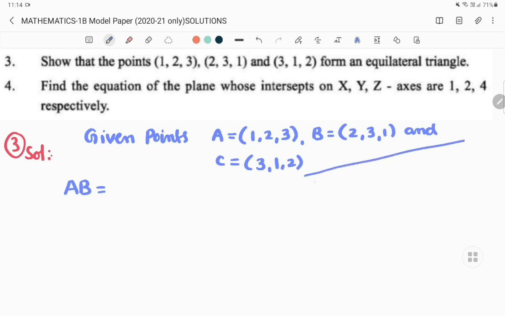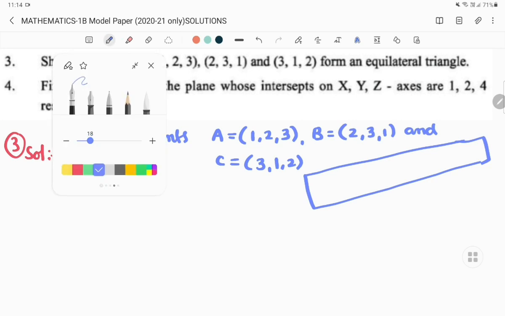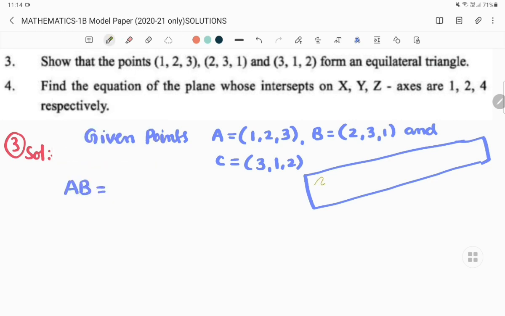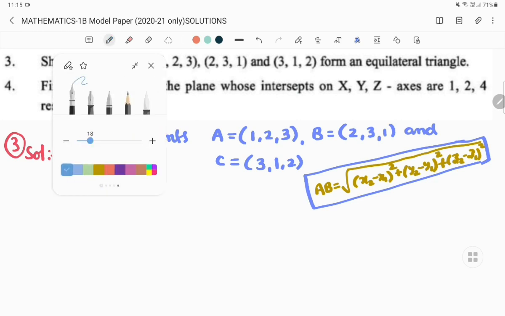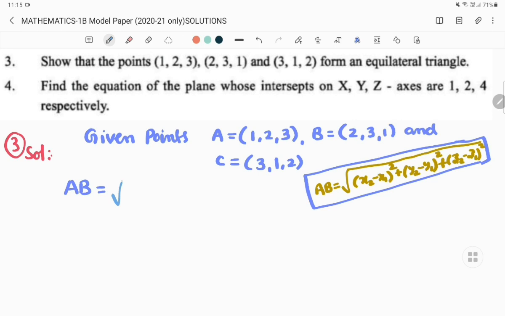Here I am writing the formula for the distance between 2 points. AB is equal to the distance between 2 points in 3-dimensional geometry: root of x2 minus x1 whole square plus y2 minus y1 whole square plus z2 minus z1 whole square. So, by using this formula, we will do this question. AB is equal to root over x2 minus x1. A point is x1 y1 z1, B point is x2 y2 z2. 2 minus 1 whole square.